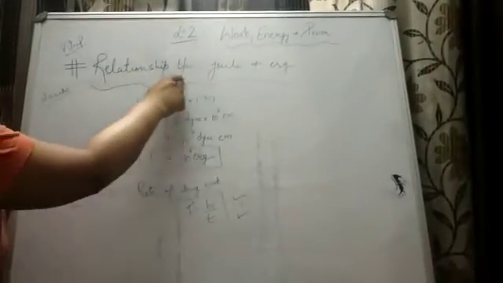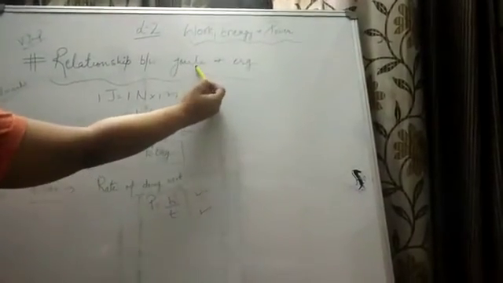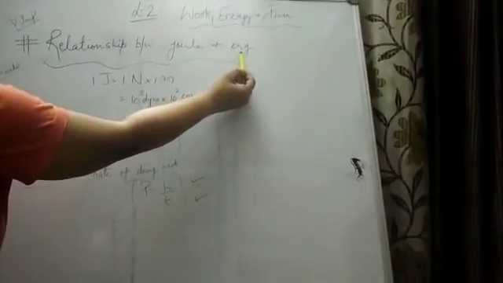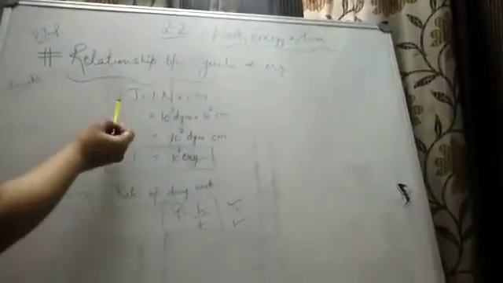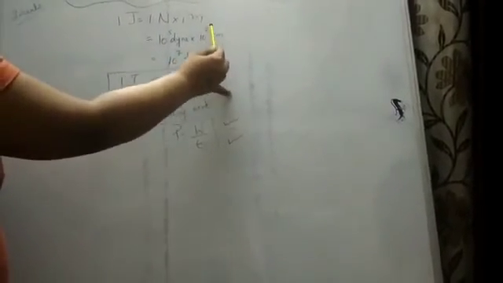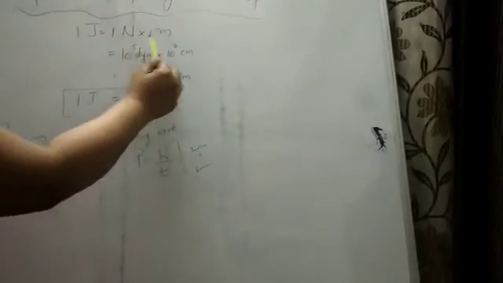Yes, now the relationship between the SI unit and CGS unit of work. As we know, the SI unit of work is joule and CGS is erg. So we will derive the relationship between both of these units. 1 joule is equal to 1 Newton into 1 meter. We can write it like this. And we know that 1 Newton is equal to how many dynes? 10 raised to power 5 dynes. And 1 meter is equal to 10 raised to power 2 centimeter. So in maths, you must have learned that when bases are the same in multiplication, powers are added.